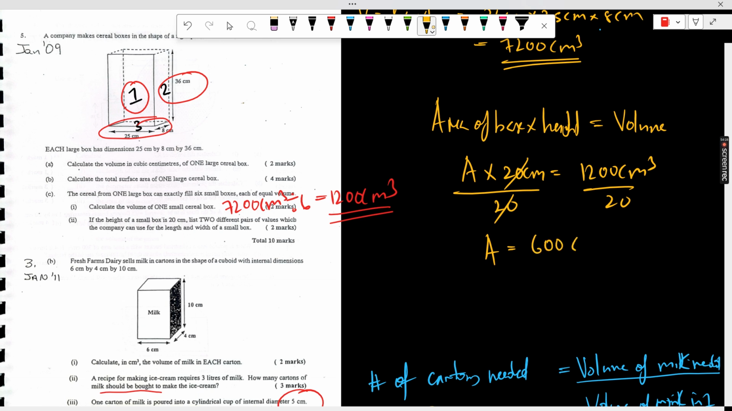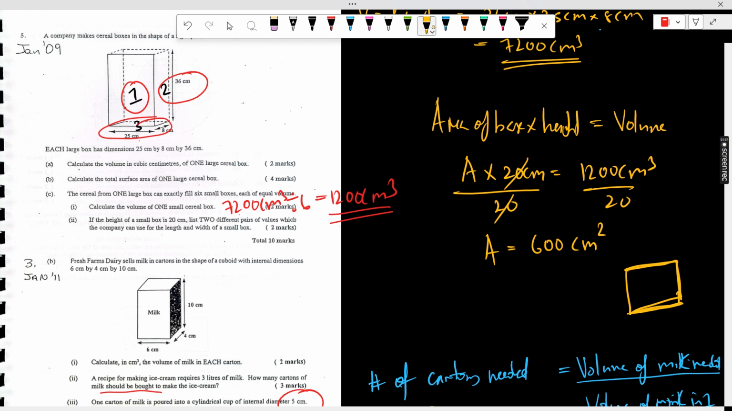600 centimeters squared, right? So we have a small box, and the area of the base is 600 centimeters squared. I want each of you to tell me two possible combinations for the length and the width. In other words, give me a pair of numbers that multiply to give 600. And don't tell me 600 by one. That's not realistic.